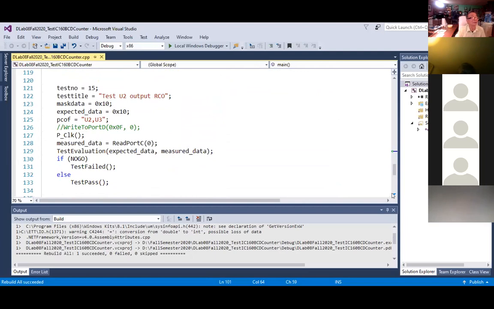Yes, sir. Also you cannot put P clock here. No P clock? No. Why do you want P clock? You can see on here. When you go to test 15, they already get the clock ready here, right?